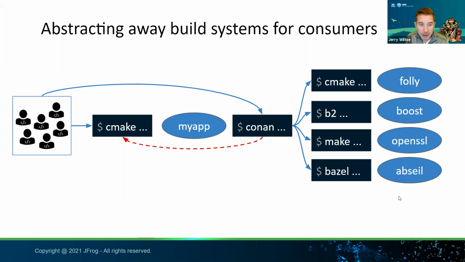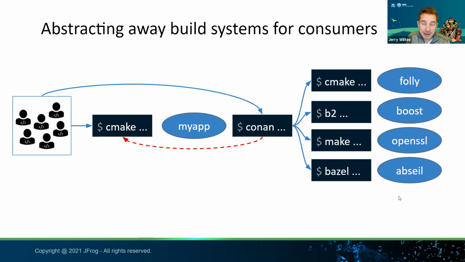Instead, users just install such projects with the Conan install command, and Conan handles the interactions with the build system in the background. So you can absolutely take a package from something like Folly or Boost or OpenSSL from ConanCenter, and you could say install it, and you can use precompiled binaries if they exist.